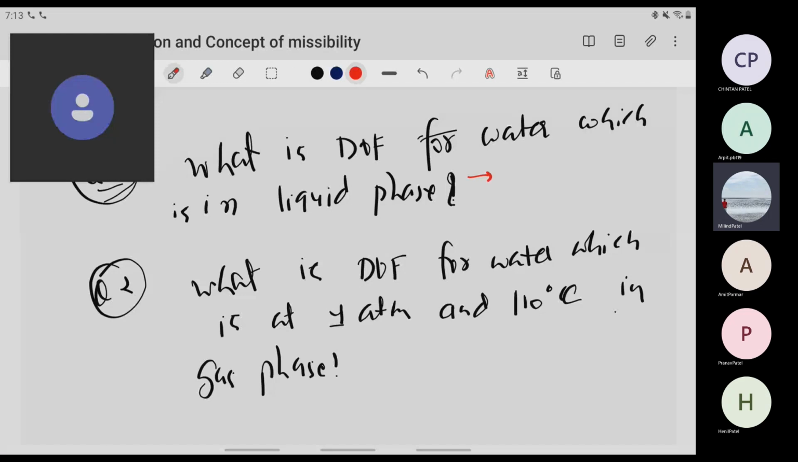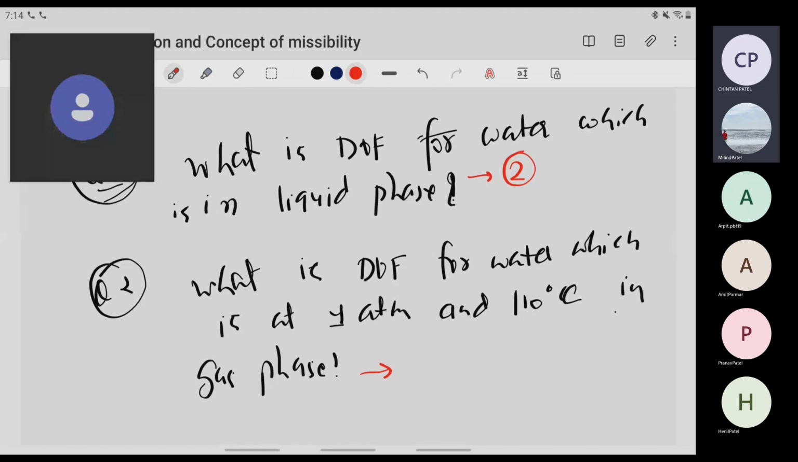First question it is 2. Yes, it is 2. In the second question I have just changed liquid to gas. What is the degree of freedom for water? 2, sir. Okay. But the actual answer for these two questions: for the first question the answer is 2, but for the second question the answer is 0.